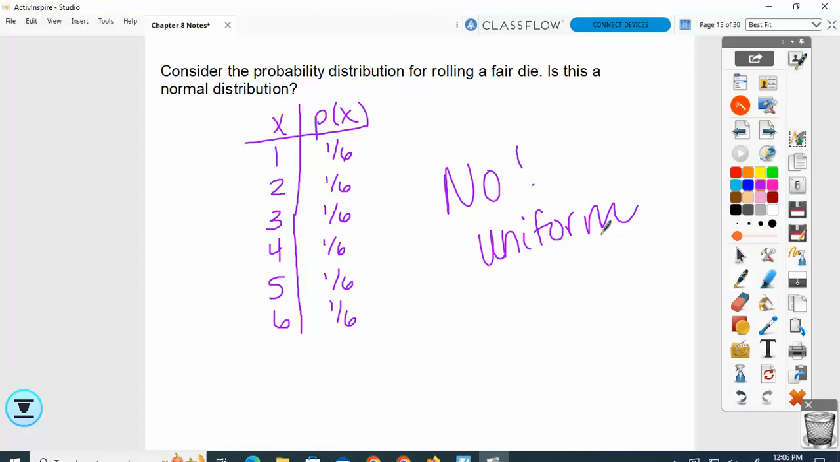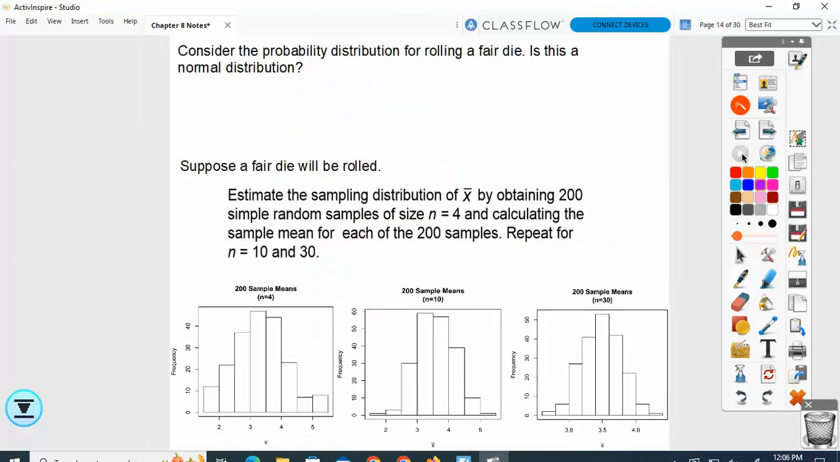But if we took samples, in this case, if I'm taking 200 random samples of size 4 and calculating the mean. So I roll the die 4 times, find the mean, write that down. And I do this 200 times, so I have 200 means. It actually turns out as you start to graph those, that's what it would look like. So it's fairly normal, isn't it?